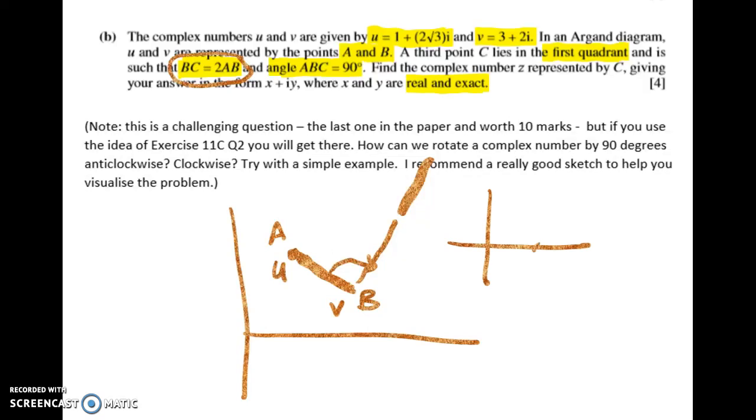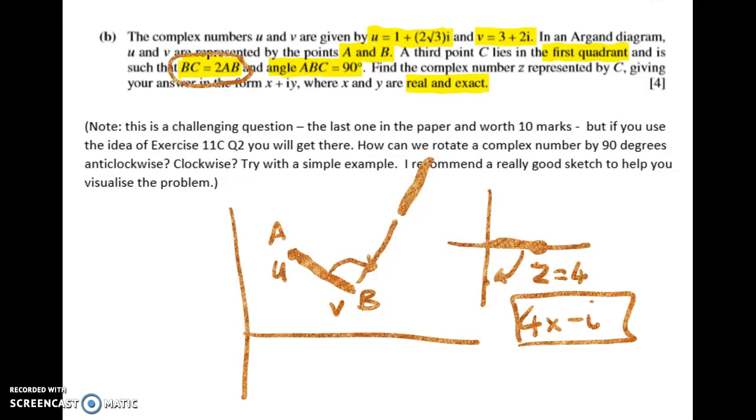So let's start with another complex number here, and this is 4. So let z equal 4. How can I rotate it that way? How can I rotate 90 degrees anti-clockwise? Well, what I need to do is to times by negative i.